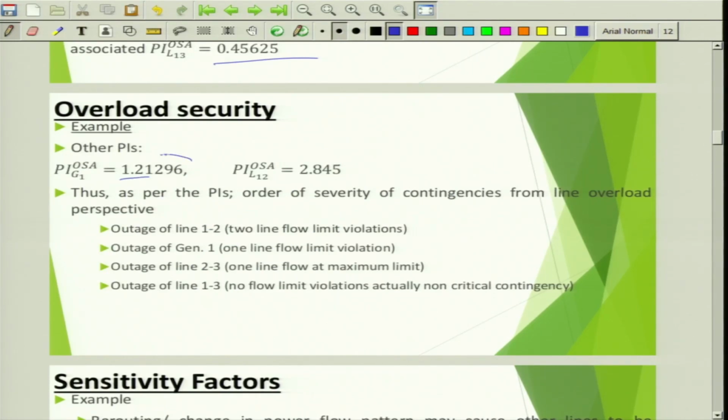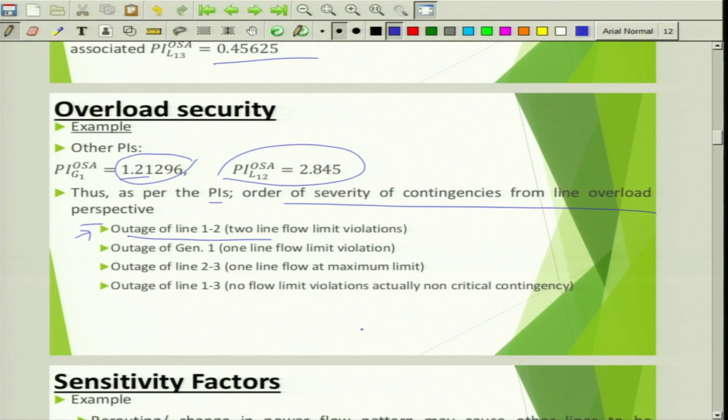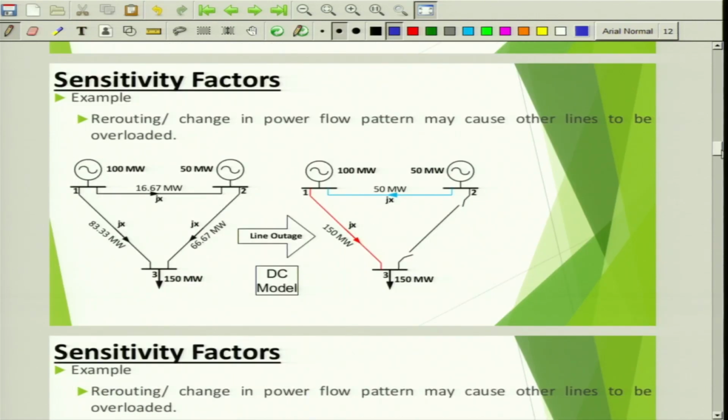So finally, there is one generator outage, this is the number we got, and there is the line outage between 1 and 2, where you get this number. Thus, as per the performance index, the order of severity of contingencies from the line overload perspective is this. The first is the outage of line 1 and 2, at the top of the list, rank 1. Rank 2 is the outage of generator 1, then the outage of line 2, 3, then comes the outage of line 1, 3.